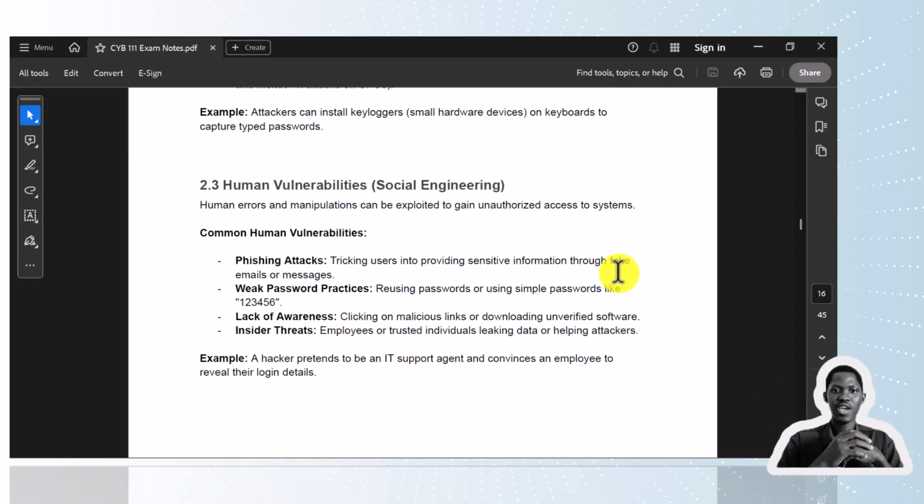Insider threats: employees or trusted individuals leaking data or helping attackers. This can also be spies, right? So those are the insider threats. They are humans. So all these are common human vulnerabilities.